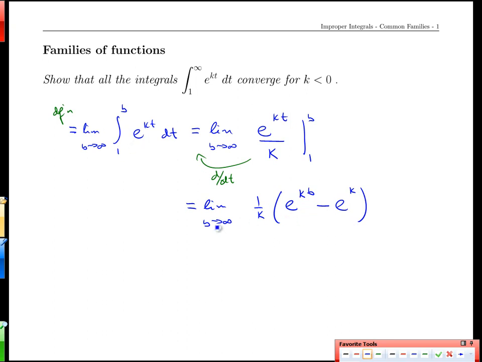We can now ask the question, what happens as we push this upper limit of integration out towards infinity? Well, we have two cases here. The only b is here. So if we're letting b go to infinity, there's two things that can happen. If k is larger than 0, then we're talking e to the positive something times b. Well, that's going to go off to infinity. We have e to a larger and larger positive value as b goes to infinity. And that would mean the integral diverges.